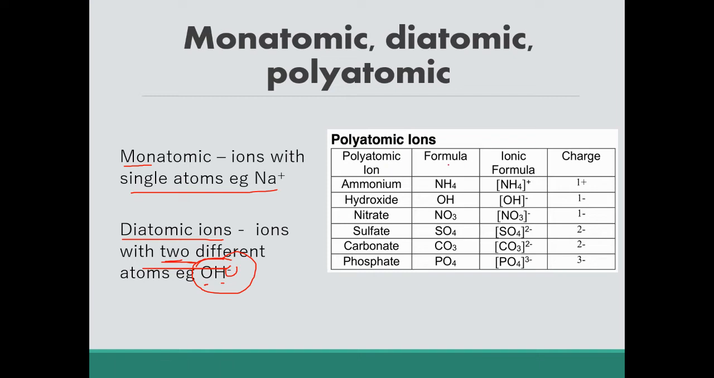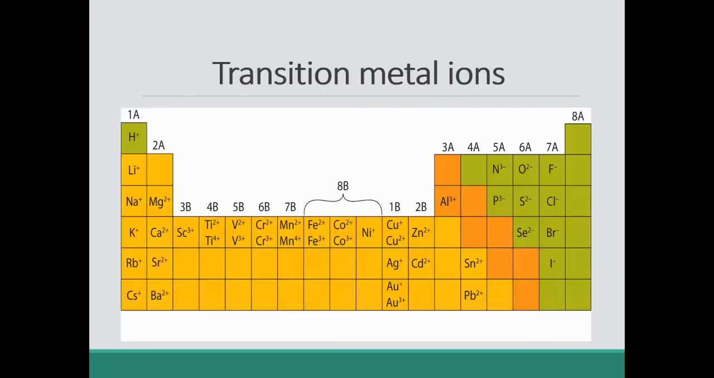Here are some examples of polyatomic ions. Poly means many. We've got ammonium, hydroxide. This has a charge of +1, this is minus, this is 2 minus, 2 minus, and 3 minus. These are all polyatomic ions.